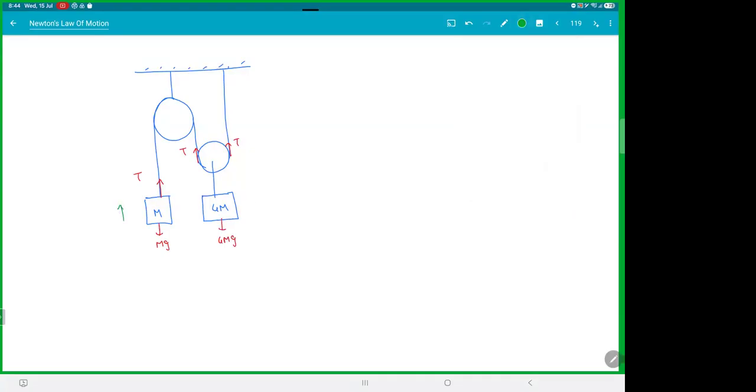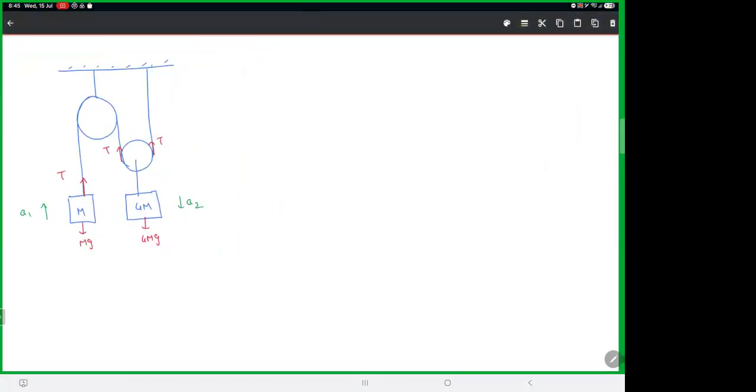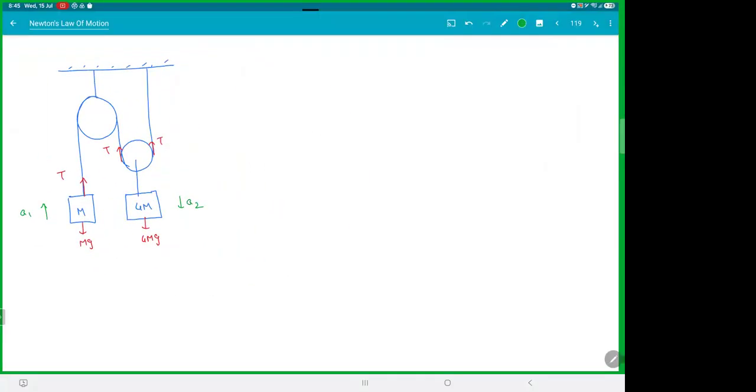Let this go with a1. Let this go with a2. Don't assume they are the same. You don't know. And when you see the thing, you are getting a feeling they are not equal. Great. Step 2, assign accelerations and find the relation between them.